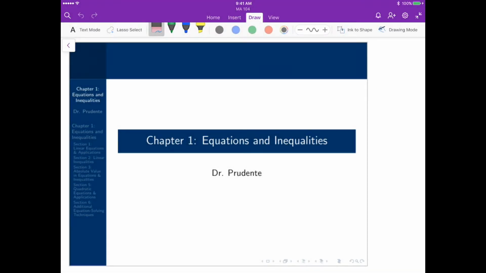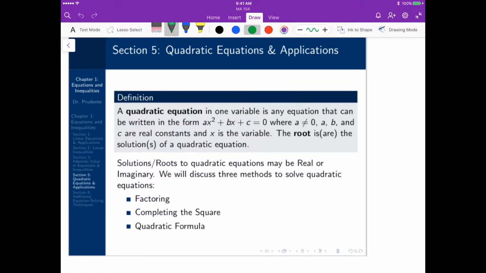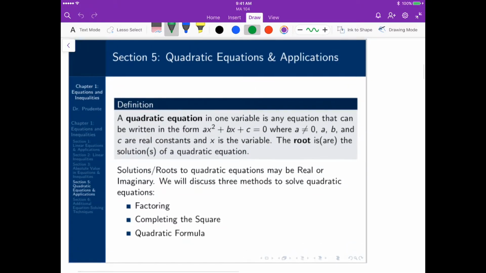Hello. Today, for this lecture, we're going to talk about solving quadratic equations. A quadratic equation is any polynomial that can be written in this form of ax squared plus bx plus c is equal to 0. We understand that sometimes it may not be written like that to start, but our goal is to be able to get any equation into this form.